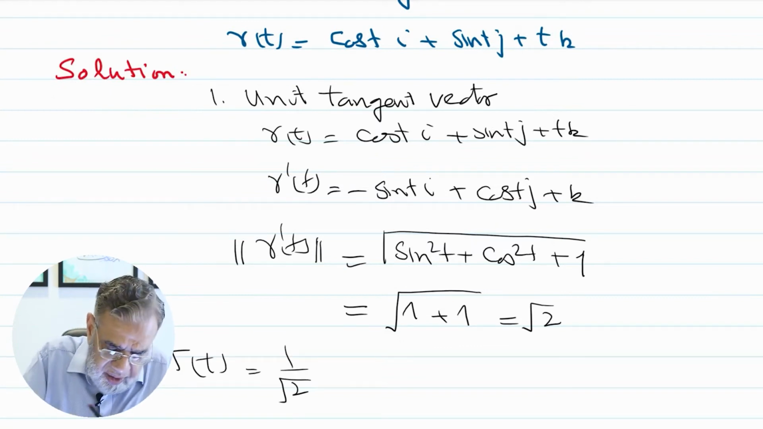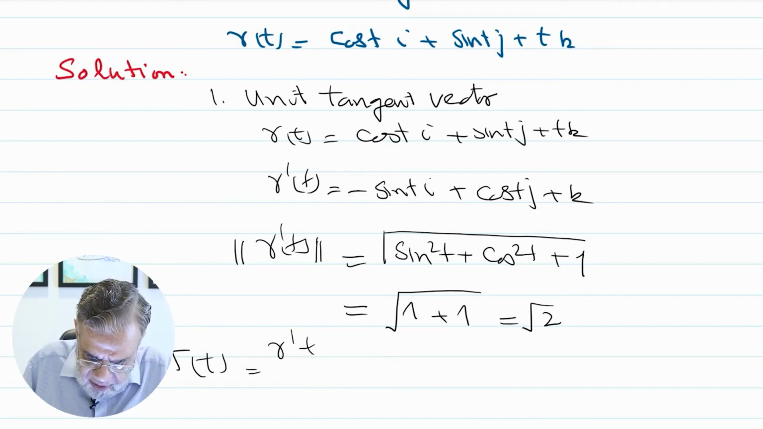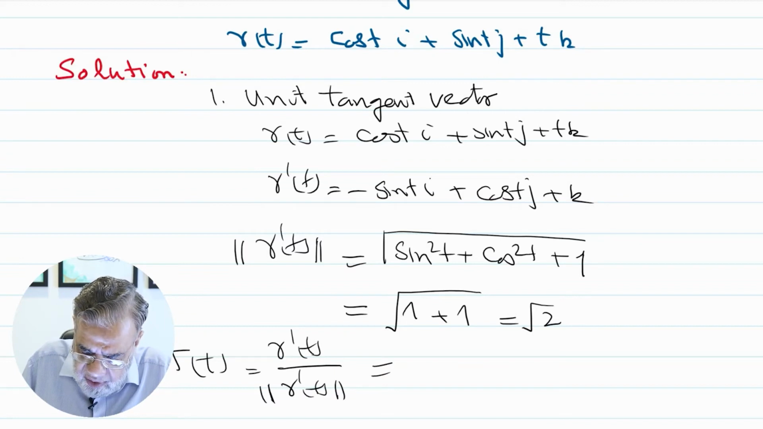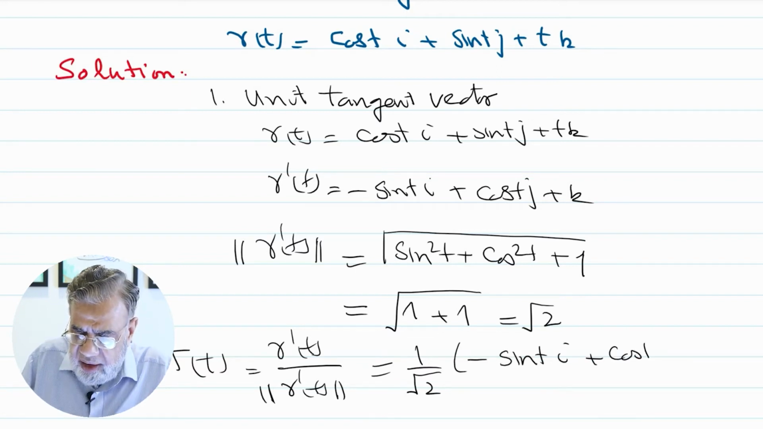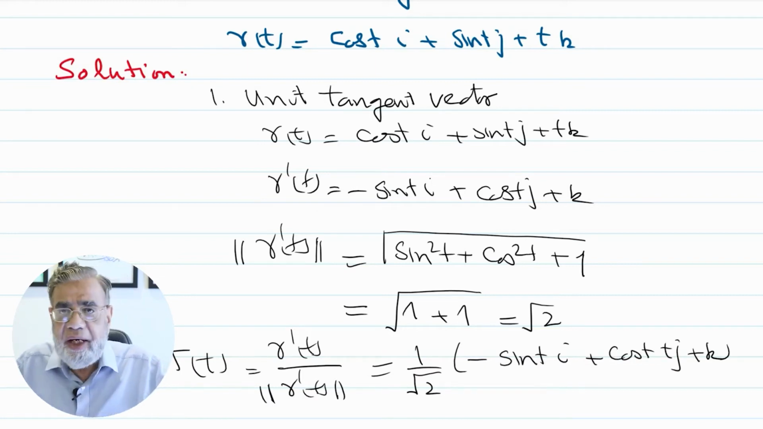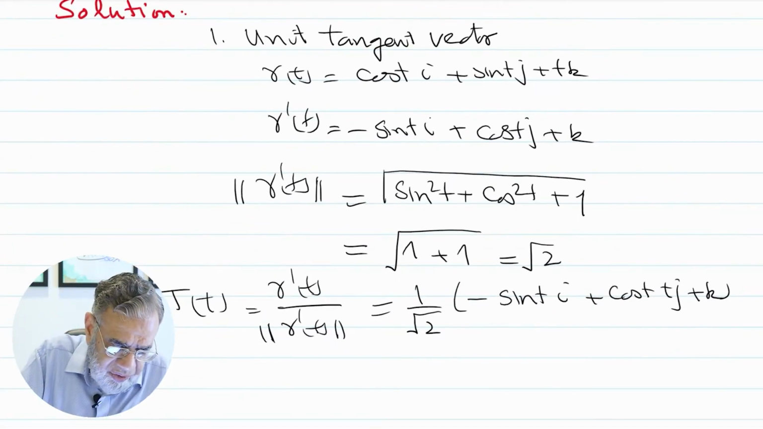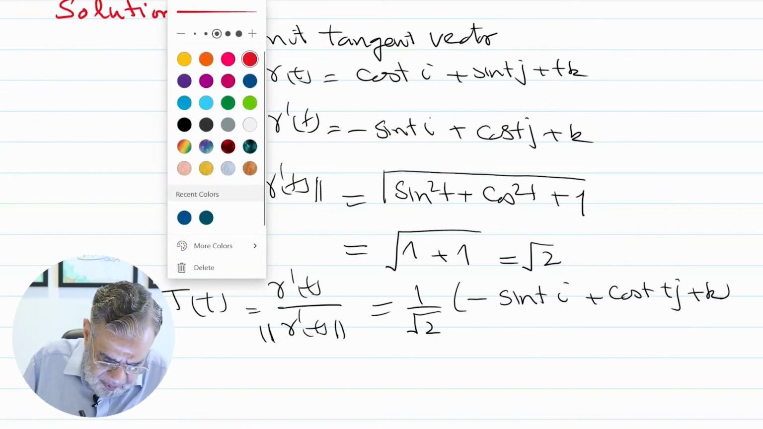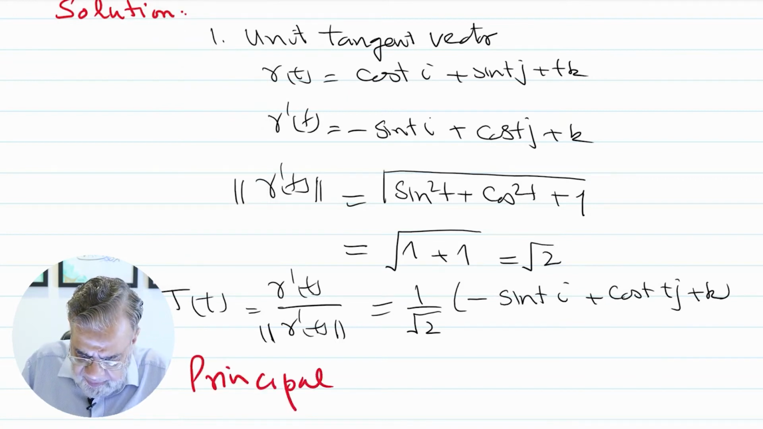I will write the formula for completion: r dash of t divided by the magnitude of r dash of t. The magnitude of r dash of t is root of 2, so T of t is equal to 1 upon root of 2 times r dash of t, which is minus sine t i plus cosine t j plus k. I can divide by root of 2 if I like, or we just keep it like this. So this is my T of t. Now the second thing I'm going to find is the principal normal vector.